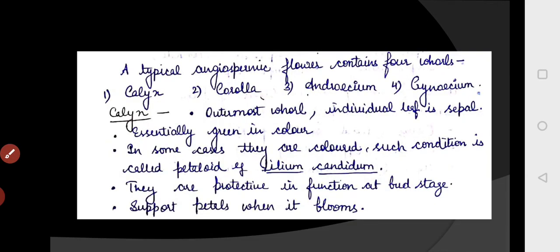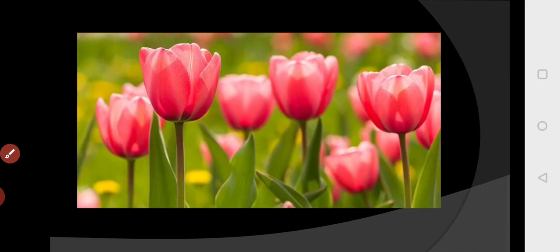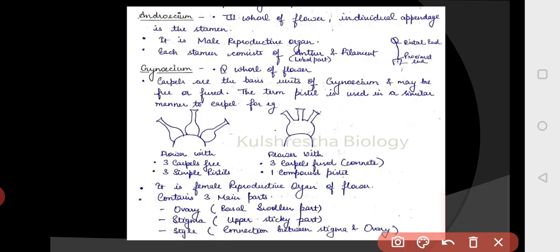Now let's see about the androecium and the gynoecium. So androecium, as I told you, is the male part of the flower. This is the third whorl of the flower. First you have seen calyx, then corolla. Now the third is androecium.